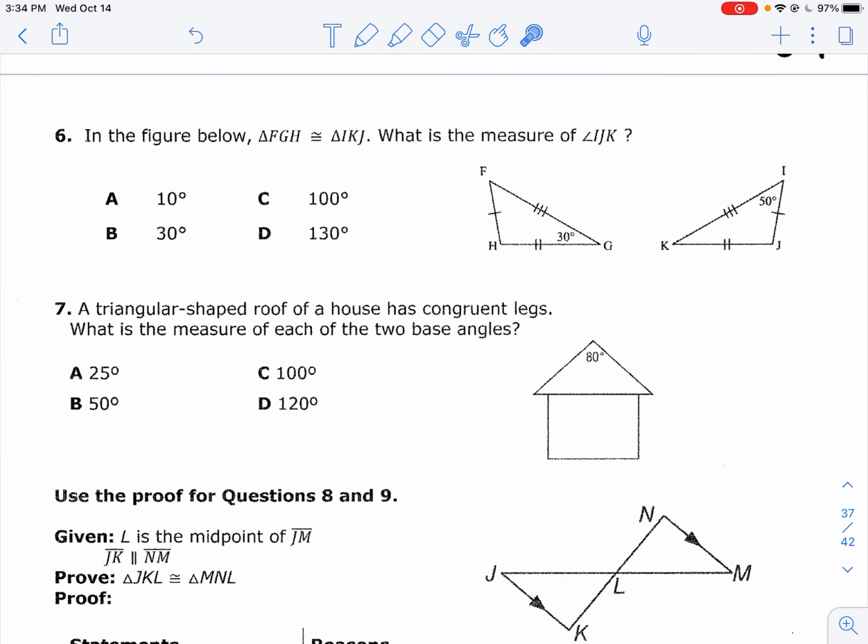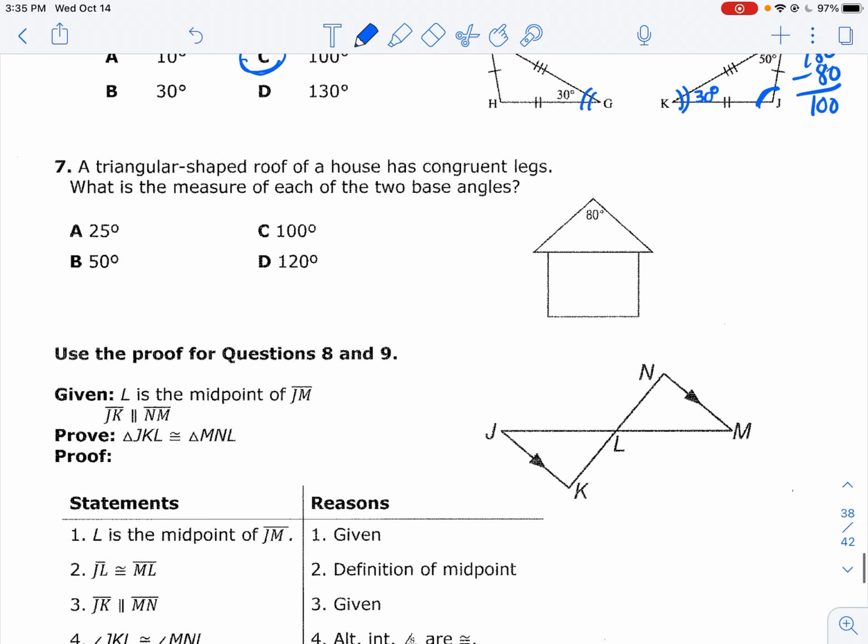In number 6, in the figure below, we have two congruent triangles. What is the measure of angle IJK? So IJK, I'm looking for this angle over here. Well, I can see that the measure of angle G is going to be congruent to the measure of angle K. And so this guy is 30. If I add the 50 and 30, that gives me 80. And 180 minus 80 gives me 100. So angle J is 100.